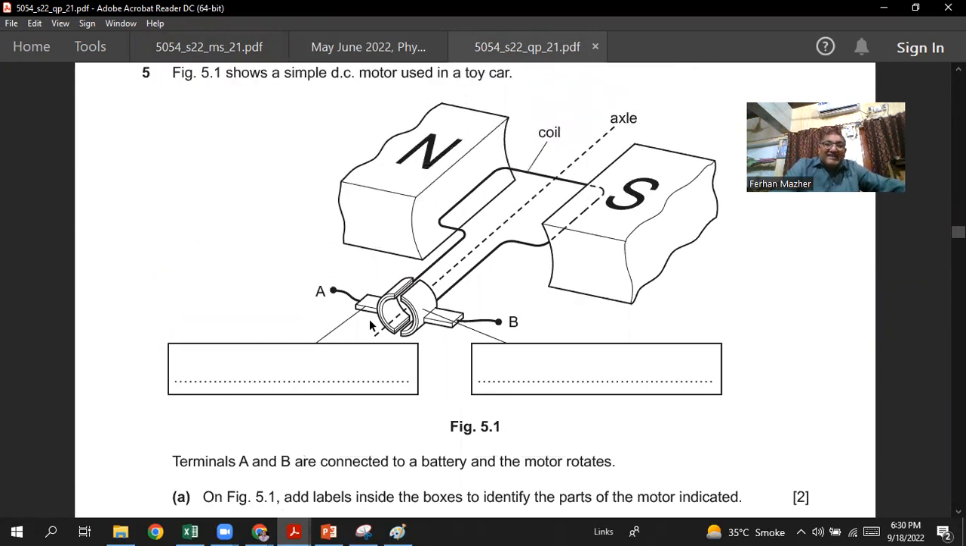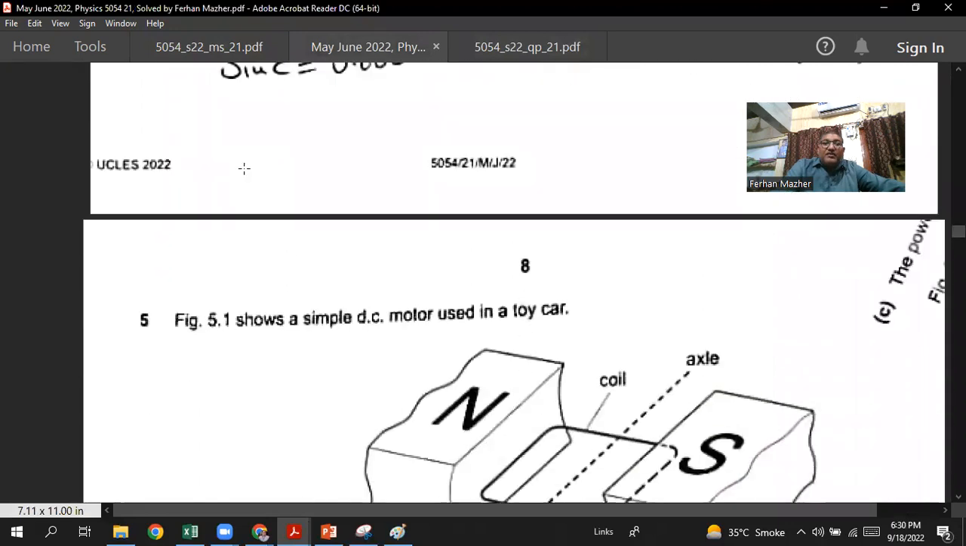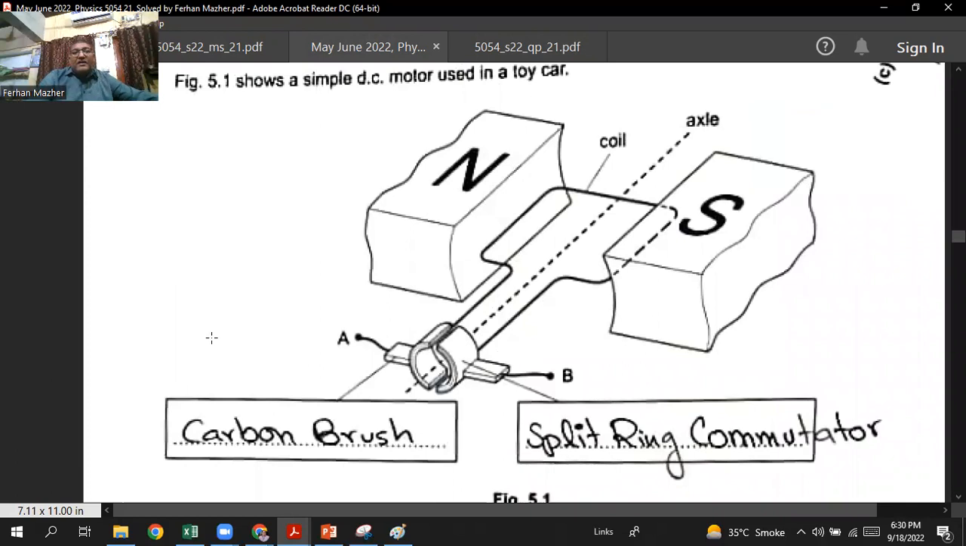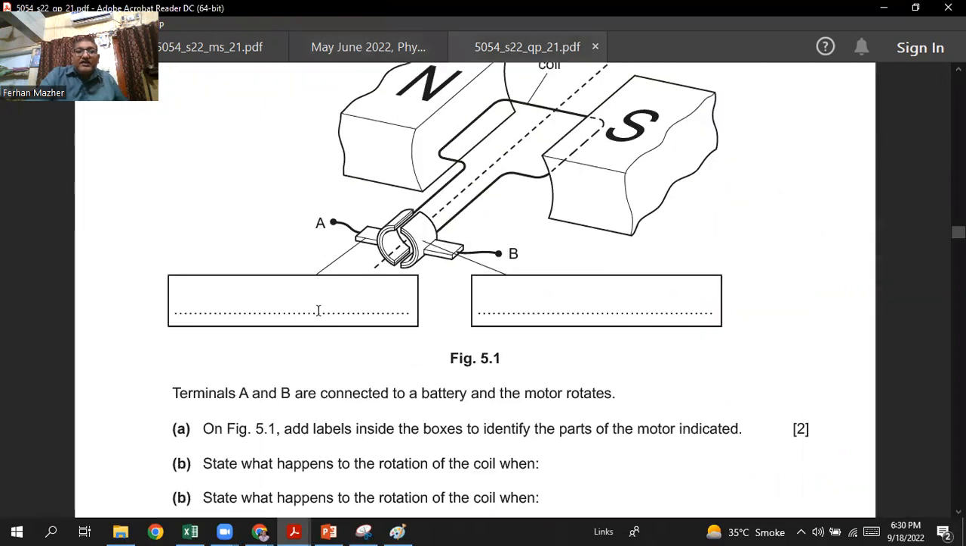So this A, basically, this is a carbon brush, and this one, its name is split ring commutator. So let me show you. So here we go. You can see the carbon brush and split ring commutator. Okay, so we go to the next part.